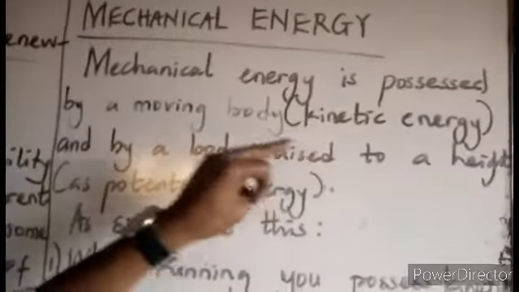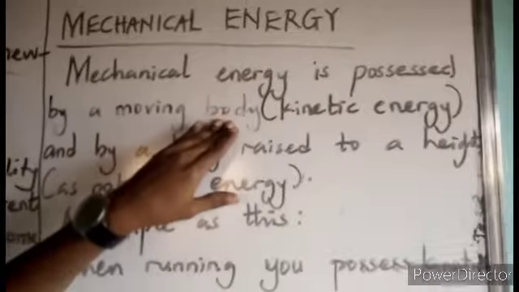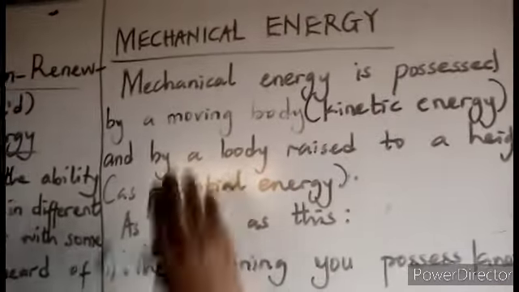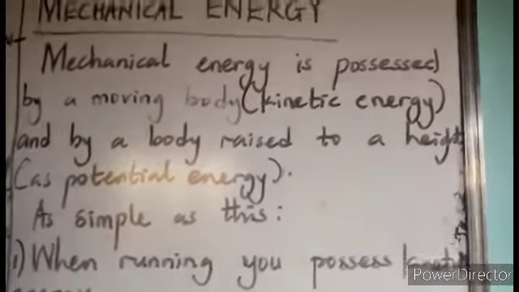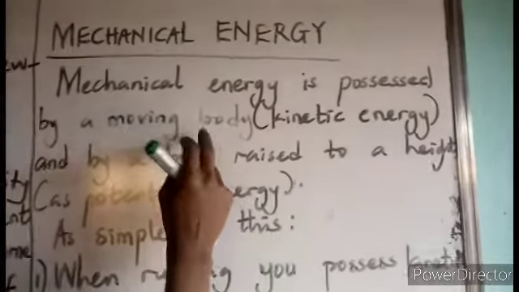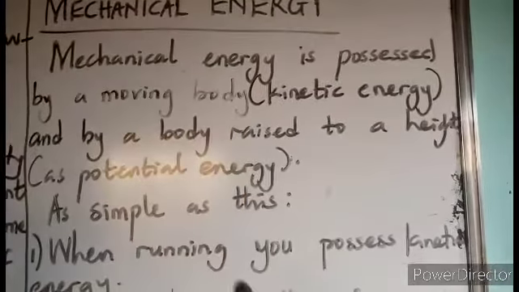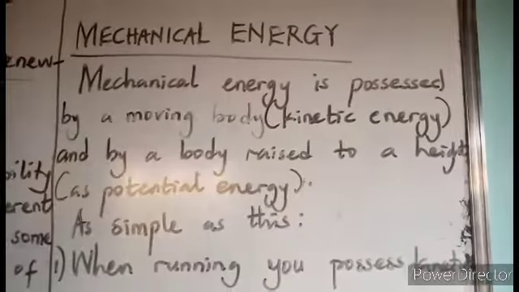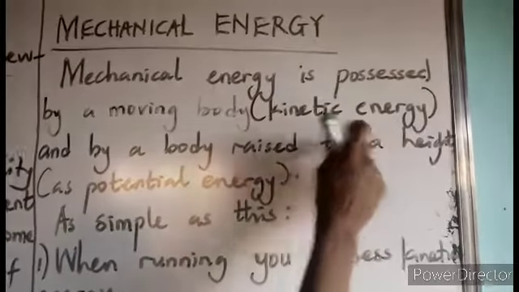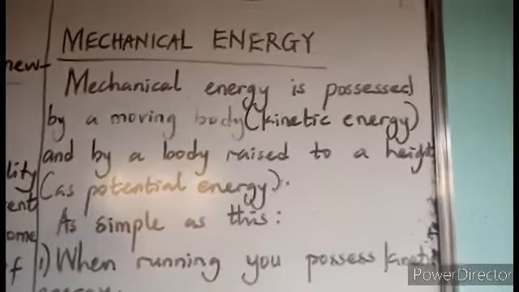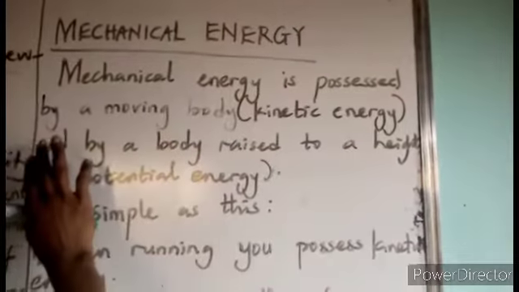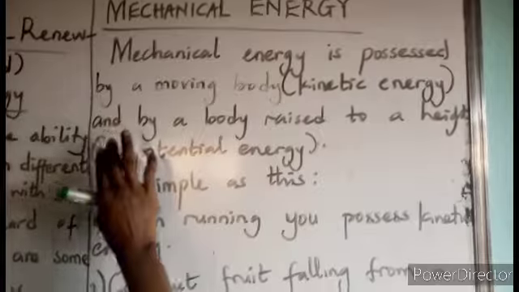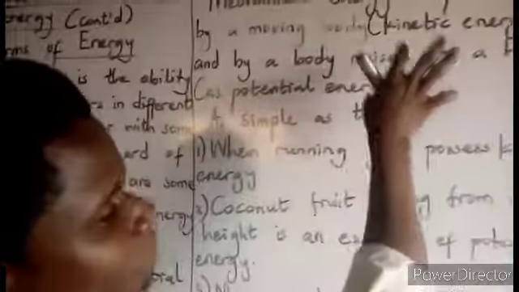Mechanical energy. Mechanical energy is possessed by a moving body. Simple as that. When a body is moving, the body possesses mechanical energy. There are two subtypes of mechanical energy, two types under mechanical energy. The first one is kinetic energy. This kinetic energy is very simple to explain. Kinetic energy is possessed when a body is on movement.